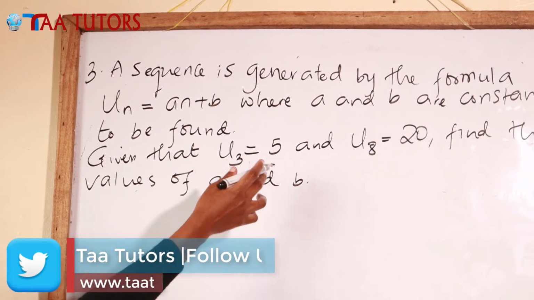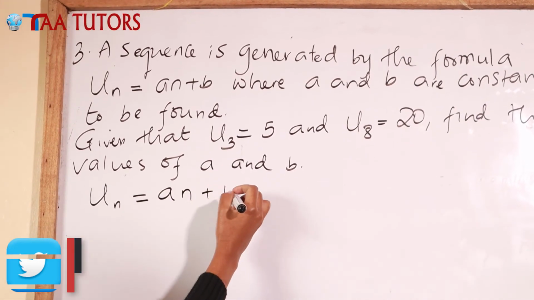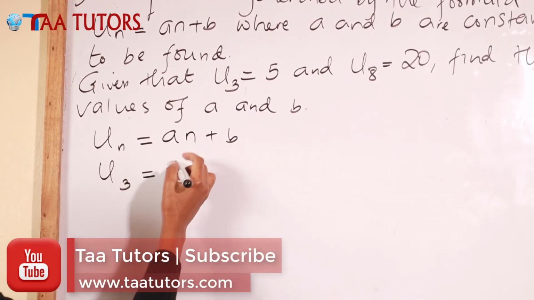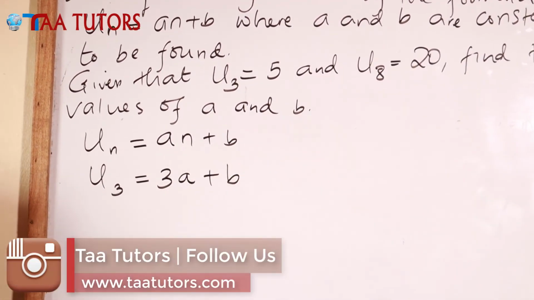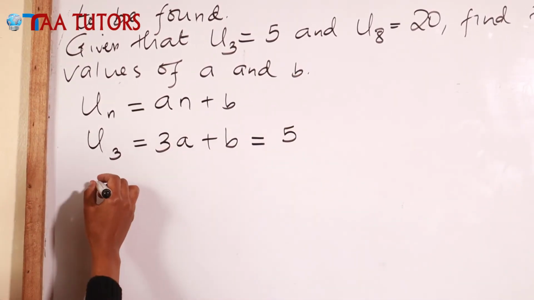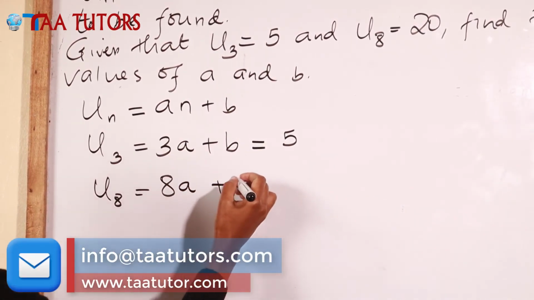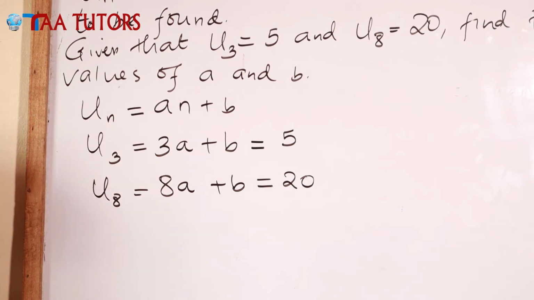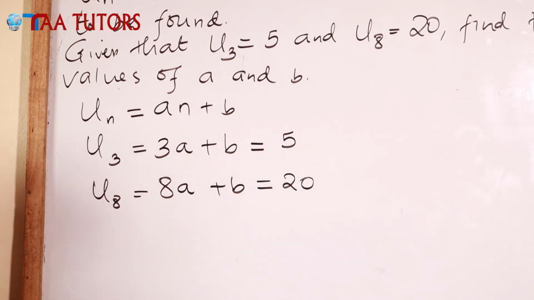Now if the third term is 5, we are just going to use this: the nth term is an plus b. So to get the third term, we are going to substitute 3 where there is n. So this is 3a plus b. That is the third term. But then the value of the third term is 5. Then the 8th term, where there is n we put 8. So 8a plus b equals 20. Now for us to find the values of a and b, these are two simultaneous equations.